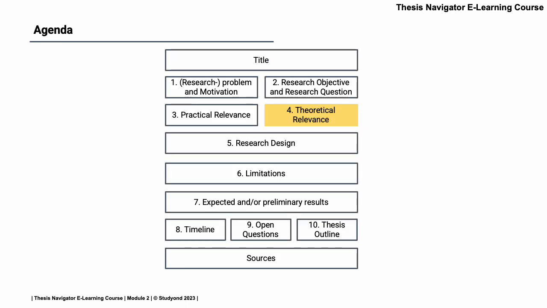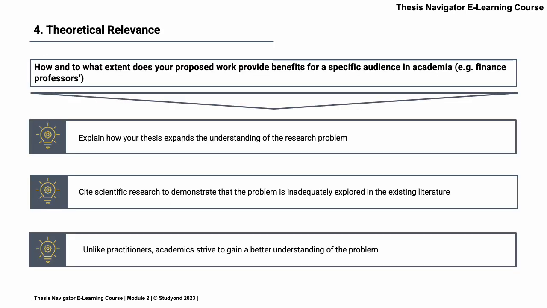After you have defined the practical relevance of your planned bachelor or master thesis, we recommend that you also justify the theoretical relevance of your thesis in a next step. Comparable to the section on practical relevance, in this section you must answer the question of how and to what extent your proposed thesis benefits a specific group of people in science, such as marketing or finance professors. When formulating this section, consider the following 3 points.